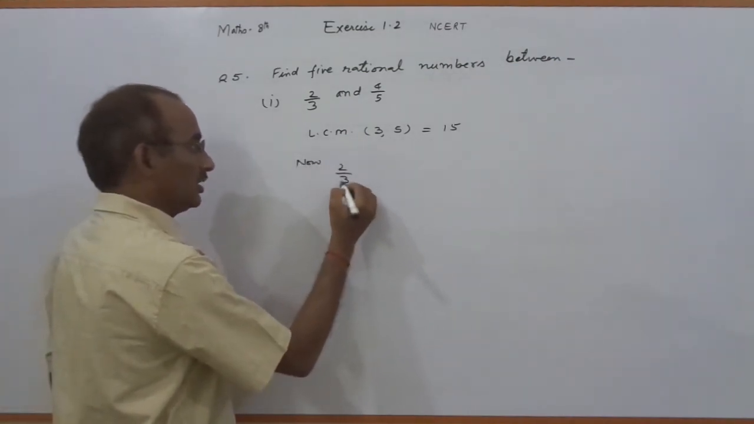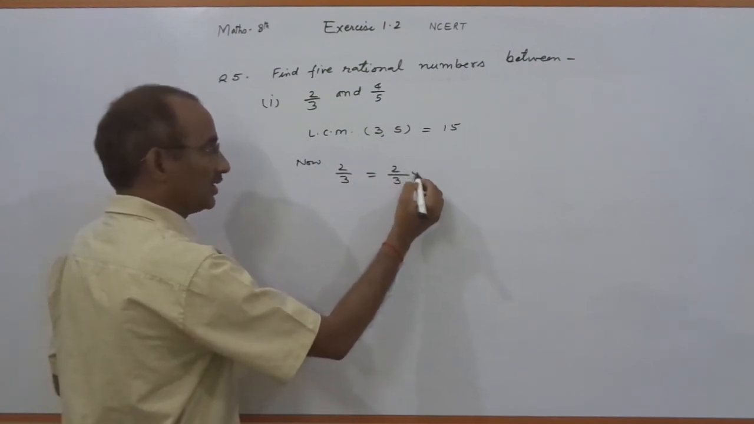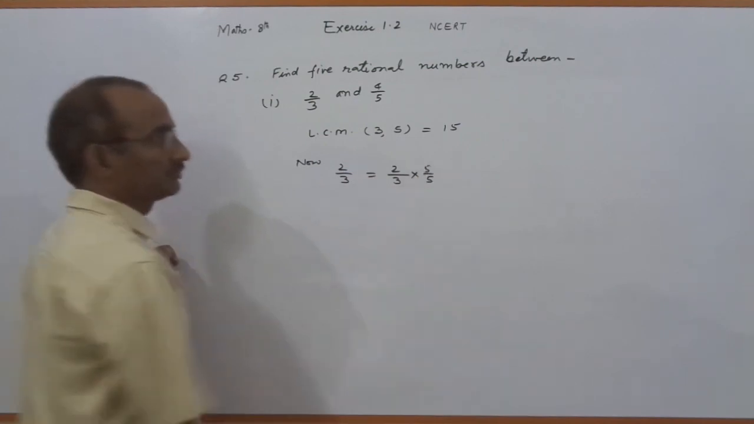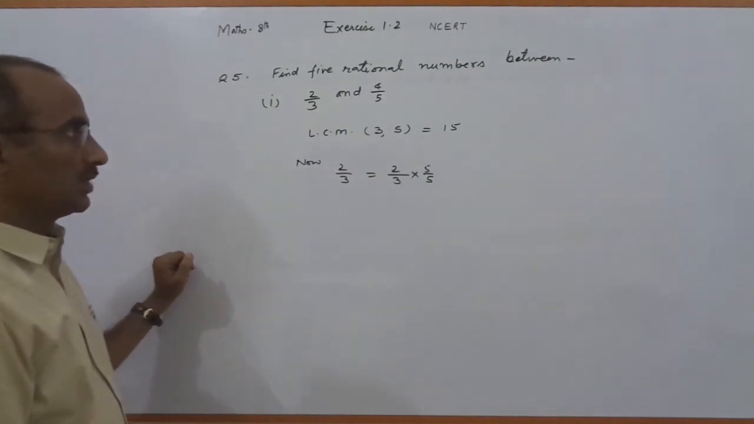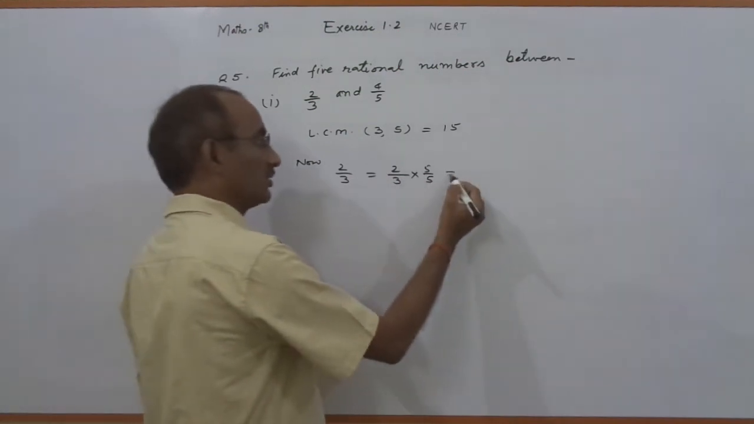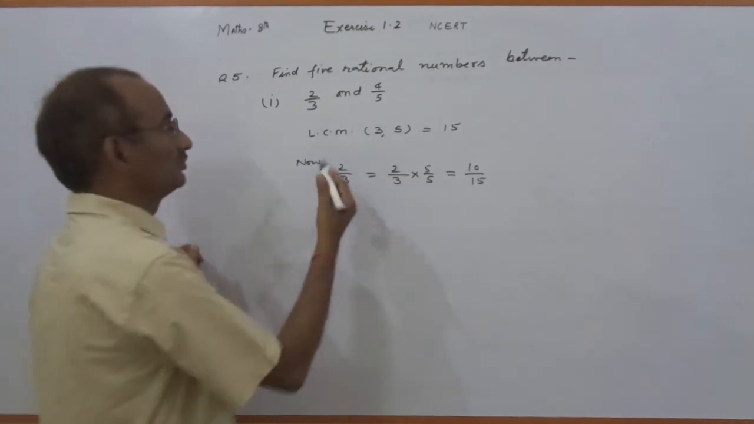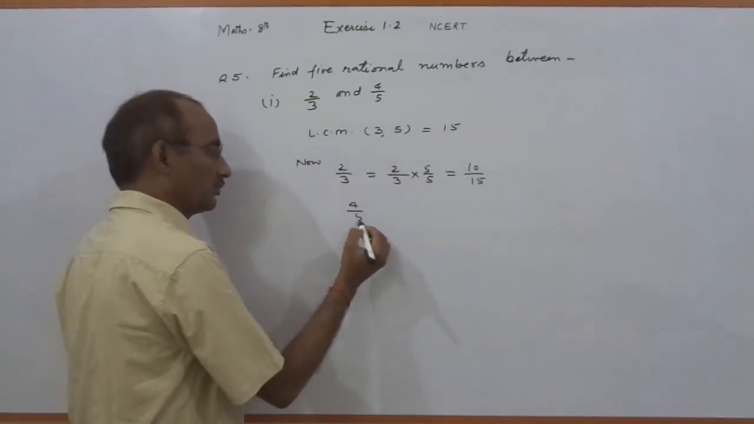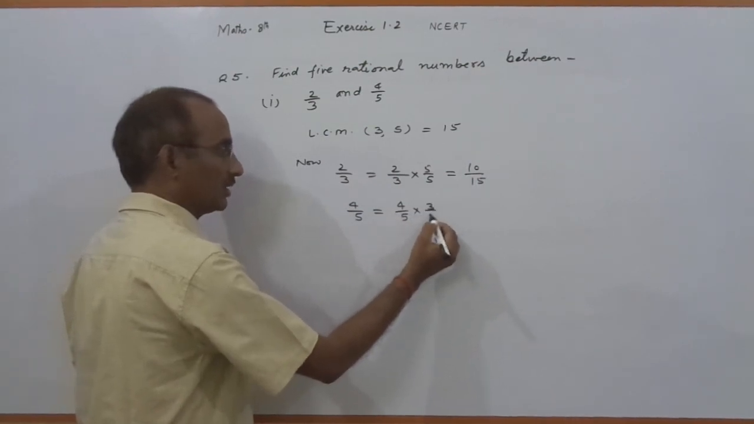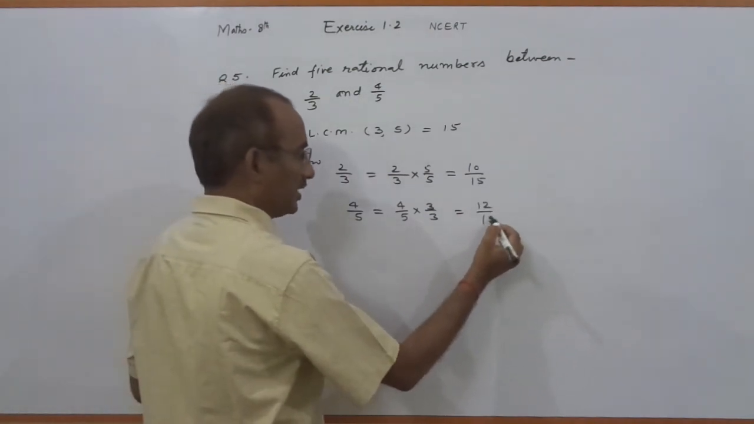Now 2 upon 3 can be written as 2 upon 3 multiplied with 5 upon 5. Numerator is multiplied with 5 and denominator is also multiplied with 5. So we get 10 upon 15. Similarly, 4 upon 5 can be written as 4 upon 5 multiplied with 3 upon 3. So we get 12 upon 15.